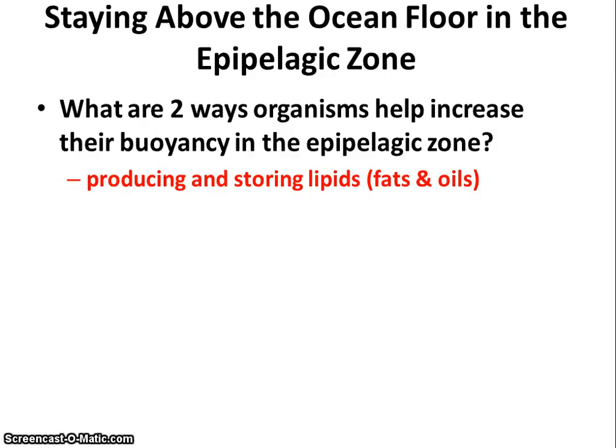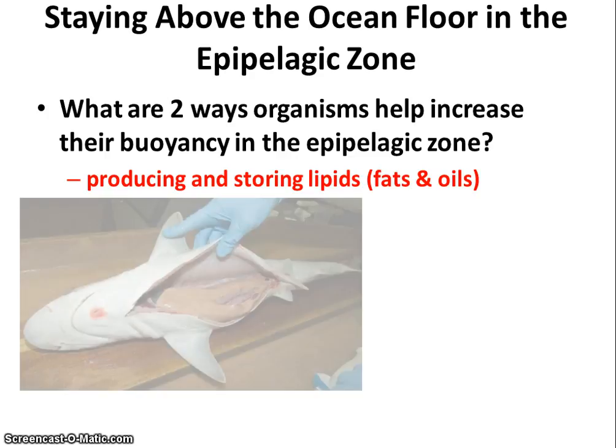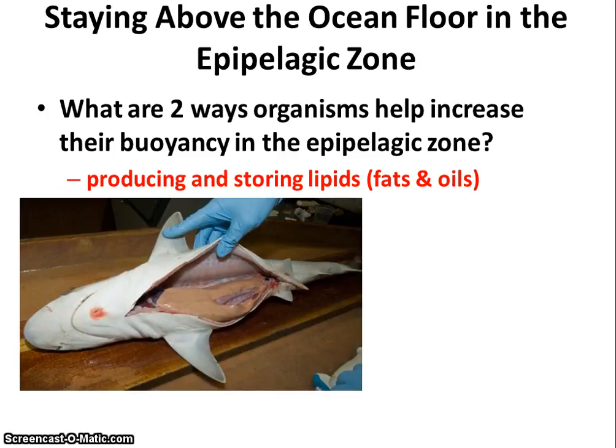The way sharks or cartilaginous fish and mammals like dolphins and whales and us increase their buoyancy in the water, is by producing and storing fats and oils. As you know from oil and vinegar salad dressing, oil floats on water. So if you have a lot of fat inside your body and you're a fish, that fat is going to help you float better.